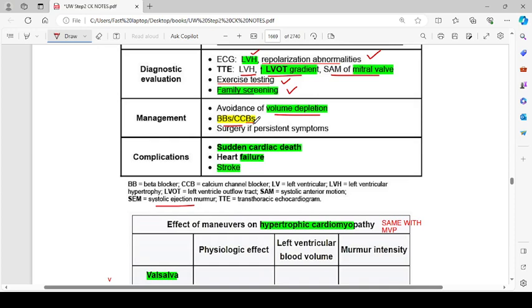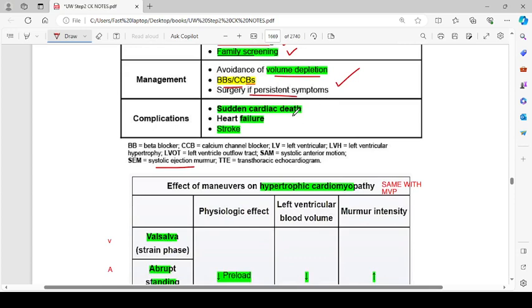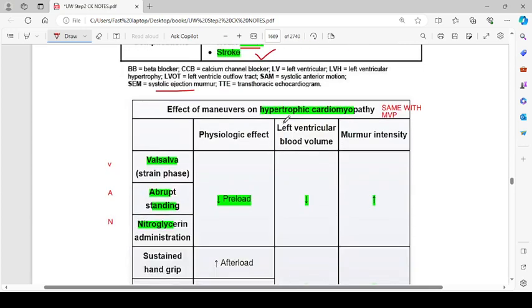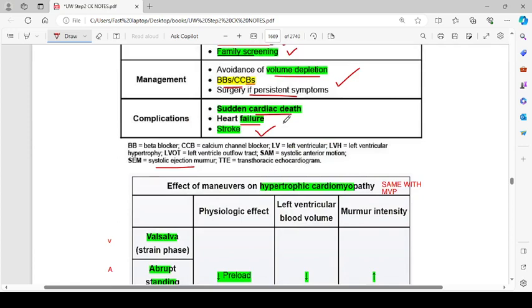Complications are sudden cardiac death. Management: surgery if there are persistent symptoms, so we can perform surgery as well. The complications can include sudden cardiac death, heart failure, and stroke. And they will sometimes give you a scenario of a very young athlete in his 20s who died of a heart attack on the field. The most probable diagnosis in such a situation is hypertrophic obstructive cardiomyopathy.